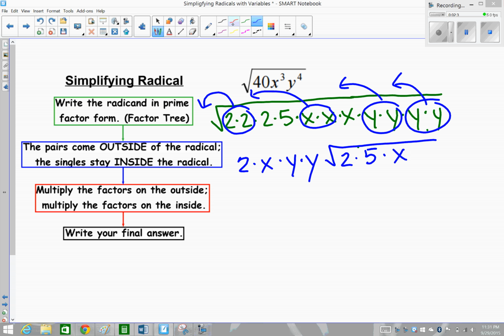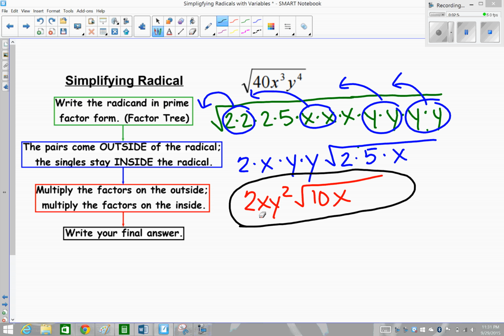Now, we'll multiply those factors that are outside of the radical. 2 times x, and y times y is y squared. And then underneath the radical, or inside, 2 times 5 is 10, and x is x. So we've done it. We have written our final answer as 2xy squared times the square root of 10x.